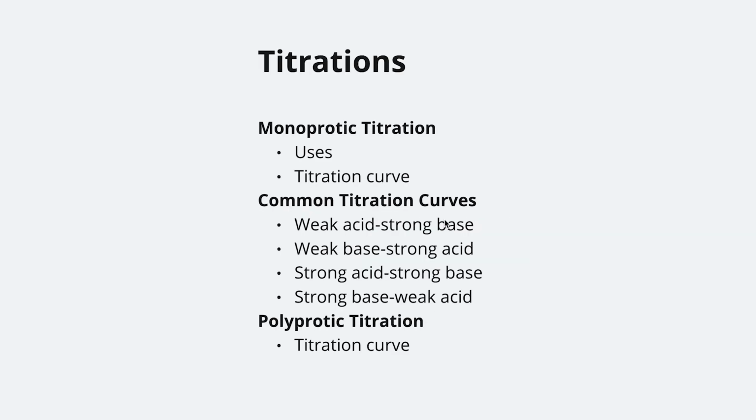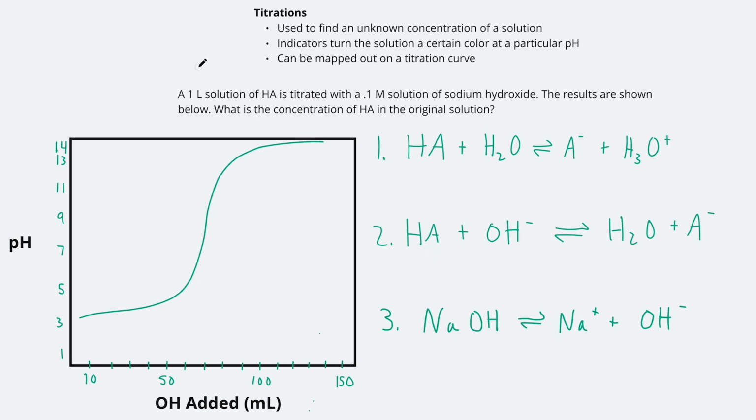In this video, we'll go over titrations, including monoprotic titrations, the common titration curves, and a polyprotic titration. We use titrations whenever we have a solution that has a compound, and we know what the compound is, but there's an unknown amount or concentration of that compound. So for acid-base problems, you're going to have some unknown concentration of an acid or base, and then what you do is you react that with the opposite.